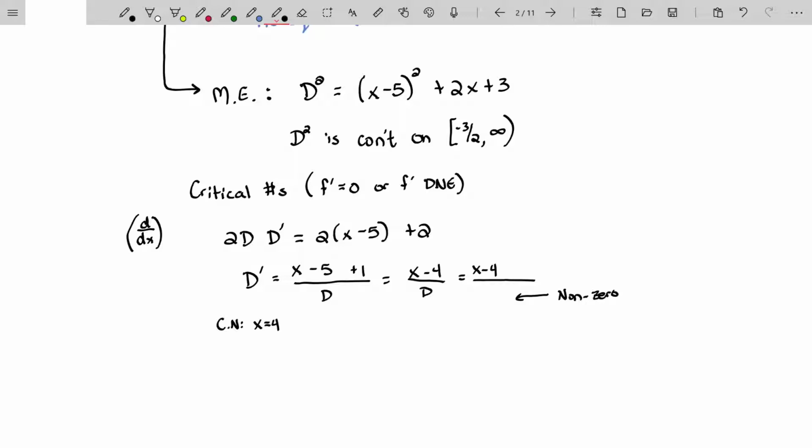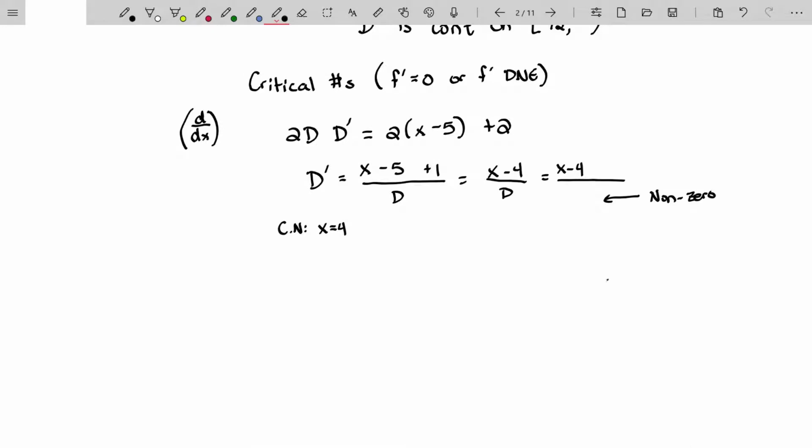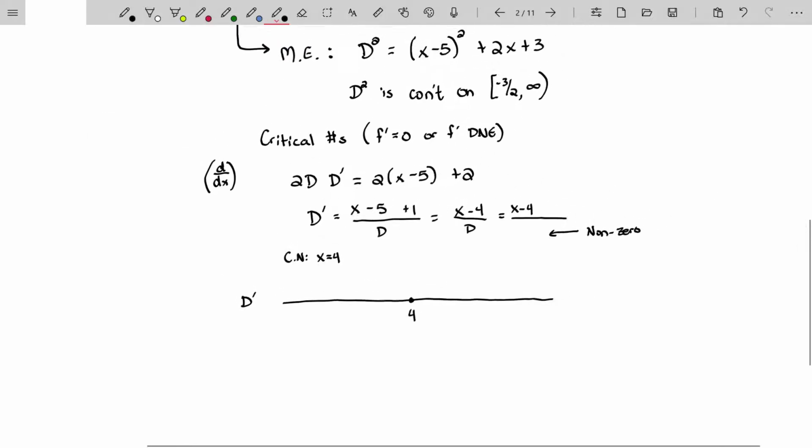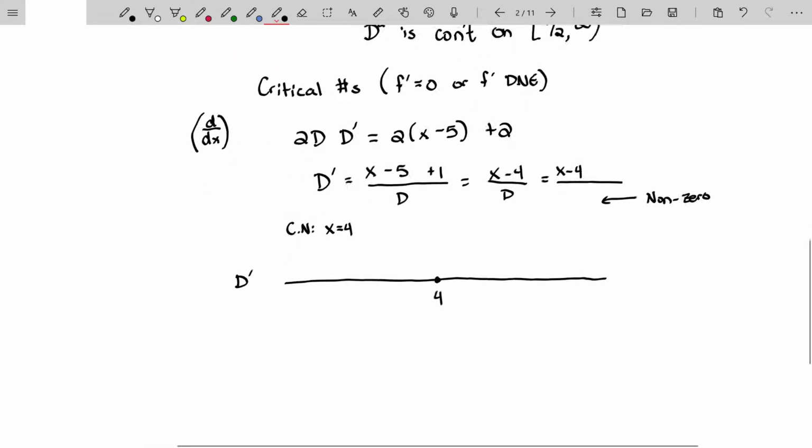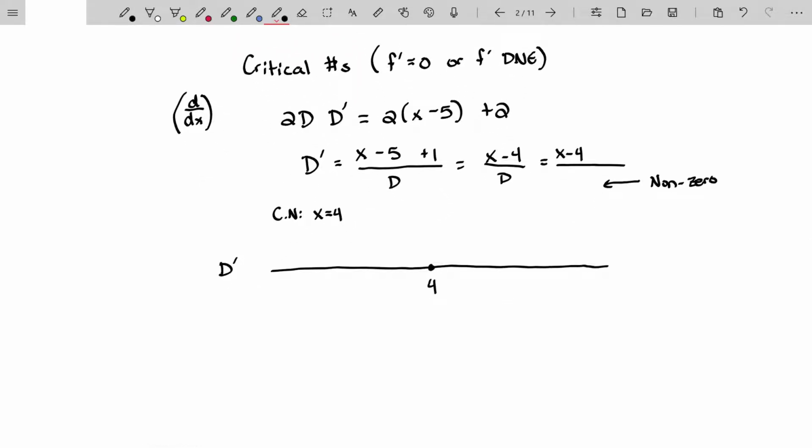So now, how do you know if that critical number is a local maximum or a local minimum or an absolute maximum or an absolute minimum? Well, one way you can do it is draw out a number line. Or you could take the second derivative, but I'm not going to do that. Draw out a number line. I'm going to plot the point 4 on there. Remember, the actual domain of our function goes from -3/2 to infinity. I'll just plug in 0 into that derivative.